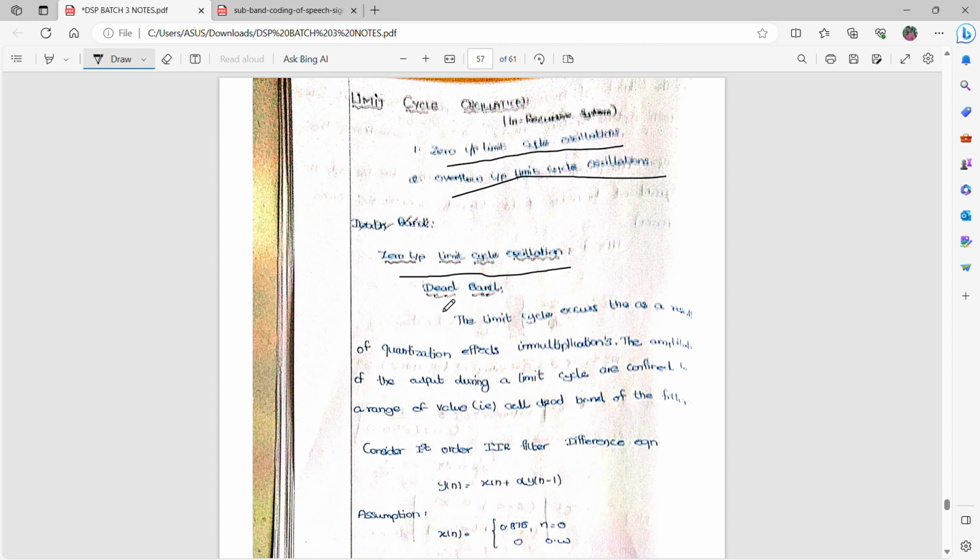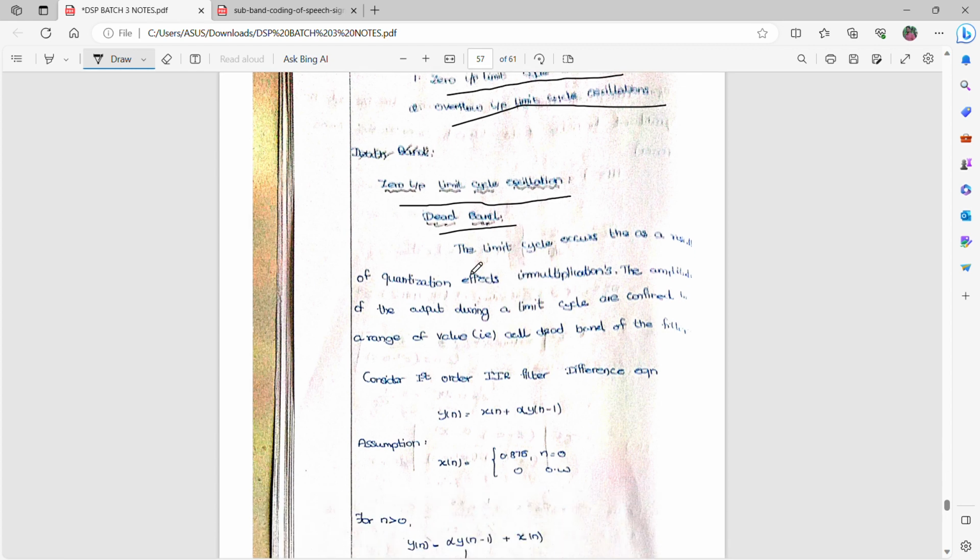So, in this we will explain in detail what the deadband is and what the need of the deadband is. Okay, first let us move on to the topic. The limit cycle occurs as a result of quantization that affects multiplications. So the amplitude of the output during a limit cycle is confined to a range of values that is called the deadband of the filter. So now let us see the deadband derivation.